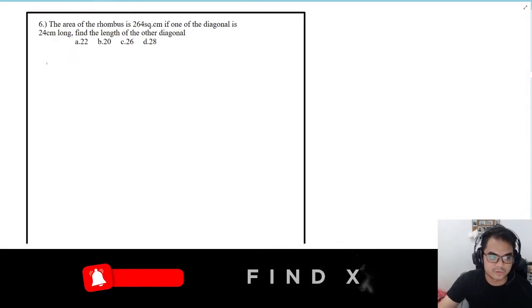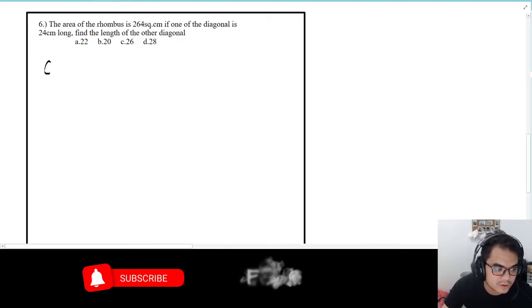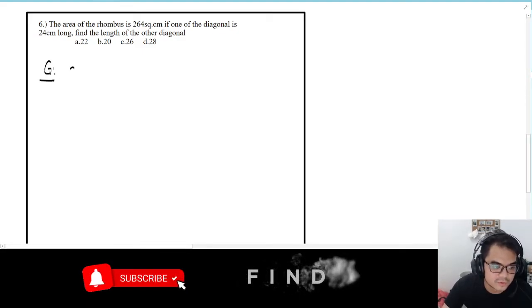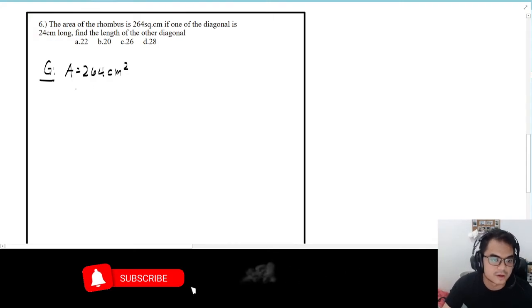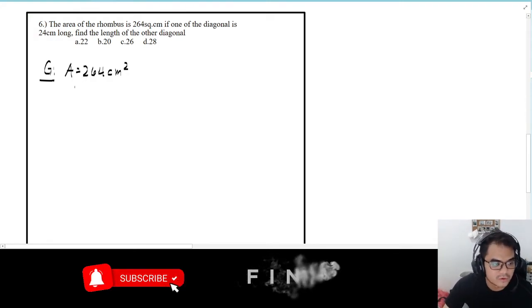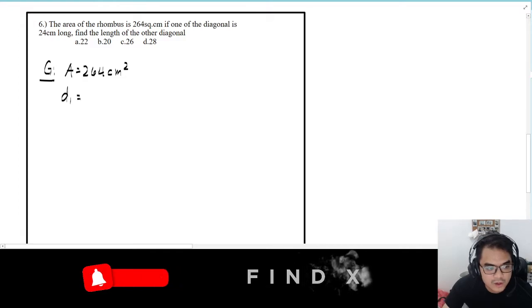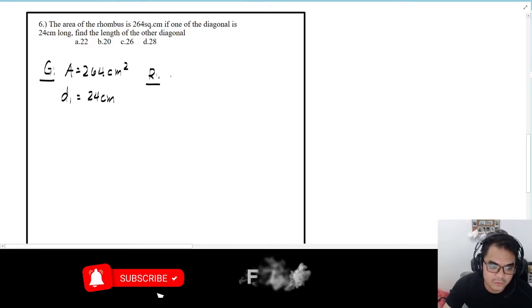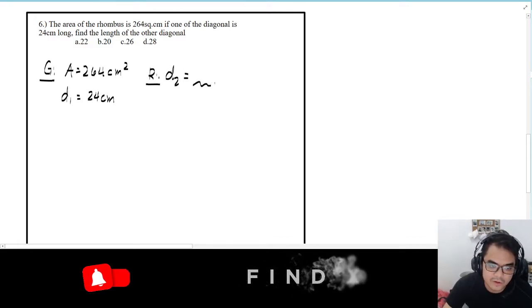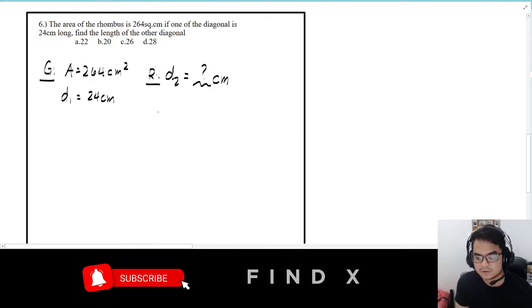Next is number 6. The area of the rhombus, so let's put down the givens first. The area is equal to 264 centimeters squared, right? And one of the diagonals is 24 centimeters, so d1 is equal to 24 centimeters. Find the length of the other diagonal. So we are asked to find the second diagonal, which is your d2, in centimeters.